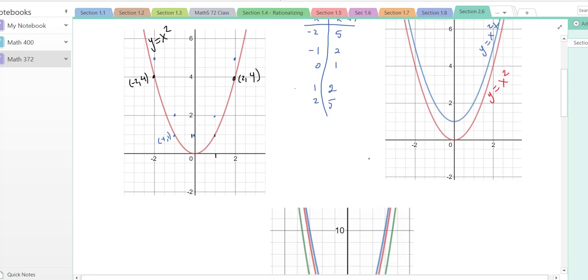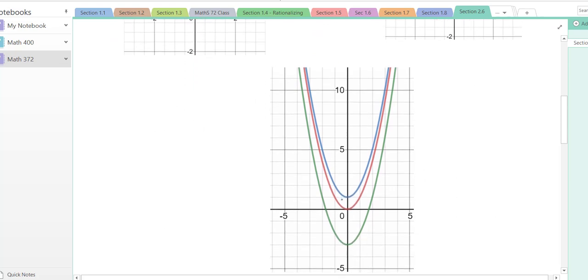And so we get a graph that looks like this one. Again, the red one is our parent graph, y equals x squared. And then the blue one is y equals x squared plus 1. And now that we have this vertical shift down, this green one is y equals x squared minus 3. So notice that now our y-intercept is over here at 0, -3. So all the points of y equals x squared have been moved down by 3 units.